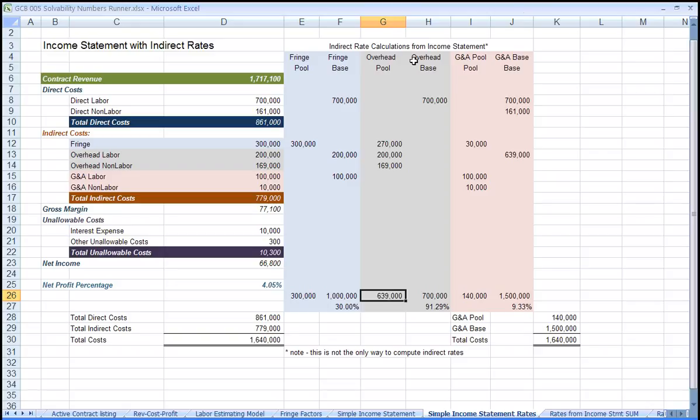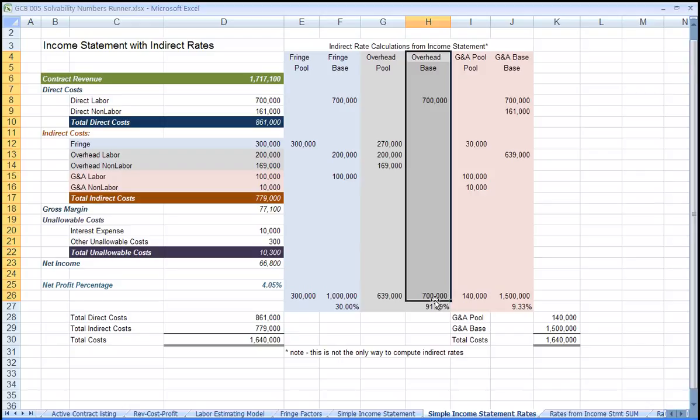What's the base for overhead? The base for overhead is direct labor. The relationship we're assuming is that with each new engineer we'll have some cost for facilities and support, so overhead is a function of direct labor. So take the overhead pool divided by the direct labor, and that is your overhead percentage.